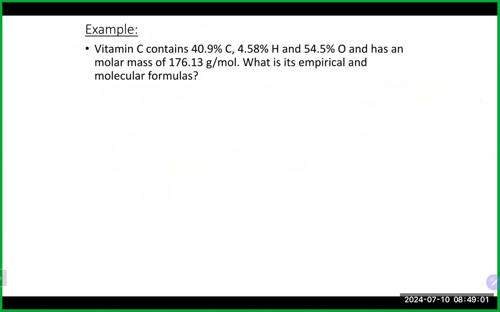All right, so let's try one more here. Vitamin C contains carbon, hydrogen, and oxygen, and has a molar mass of 176.13. What is the empirical and molecular formula? Carbon 12.01, hydrogen 1.008, and our oxygen here is going to be 16.